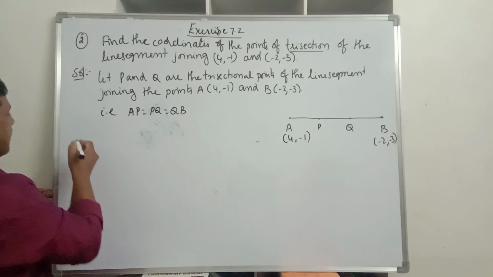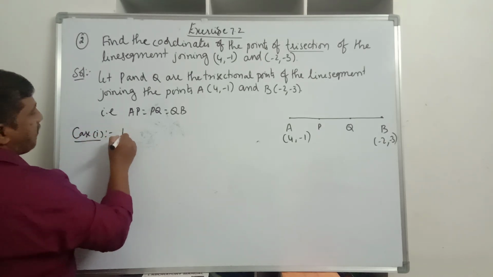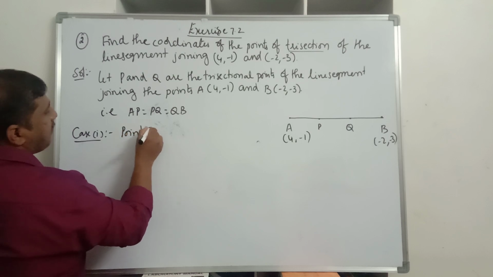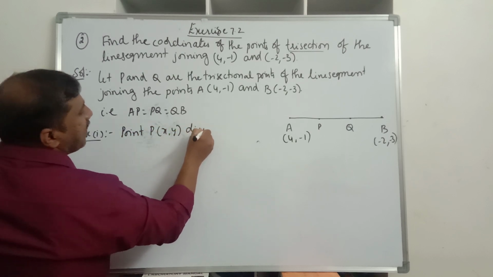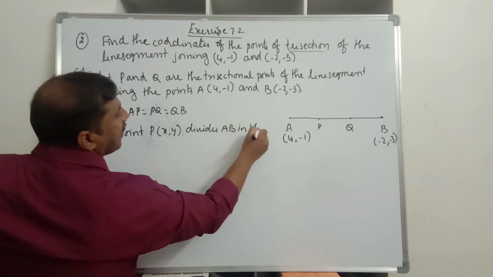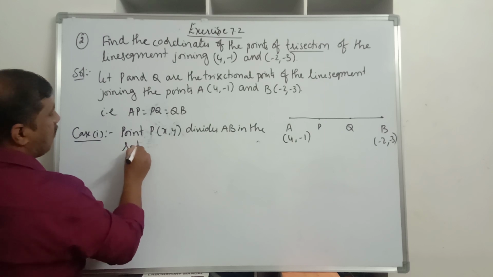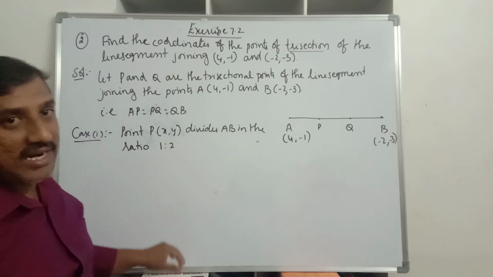So here 2 cases are there. First case 1, that is point P, that is x comma y, divides AB in the ratio 1:2. The first one is 1:2.